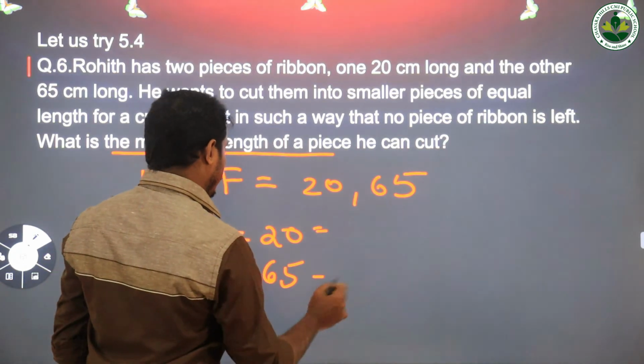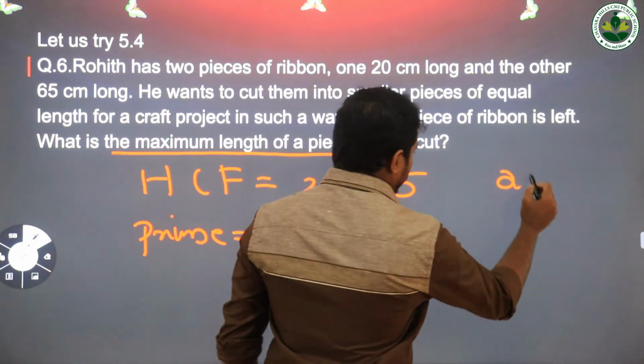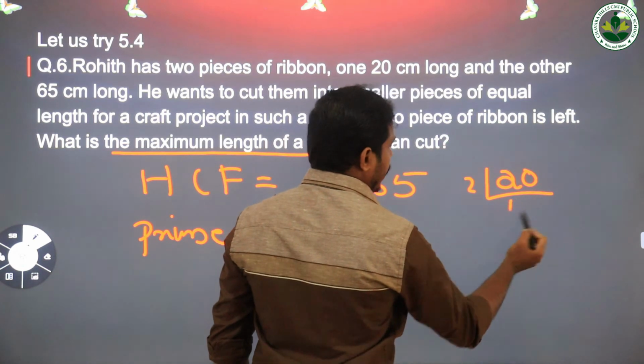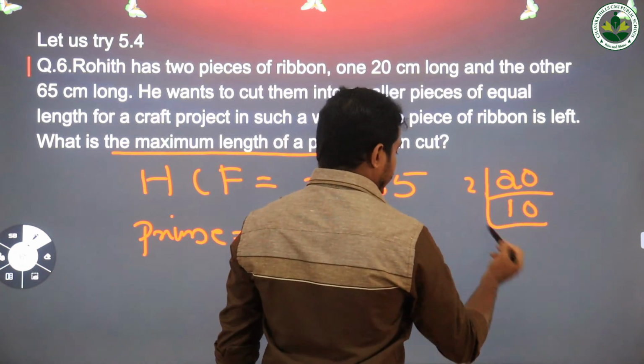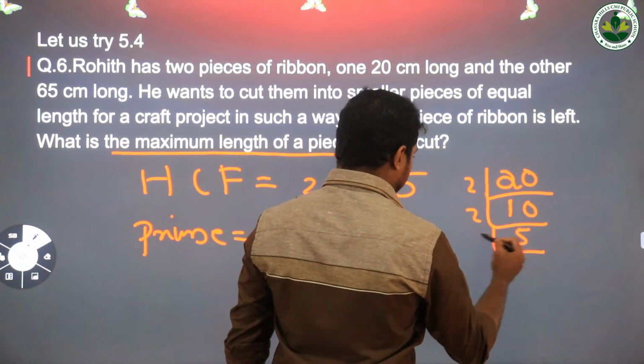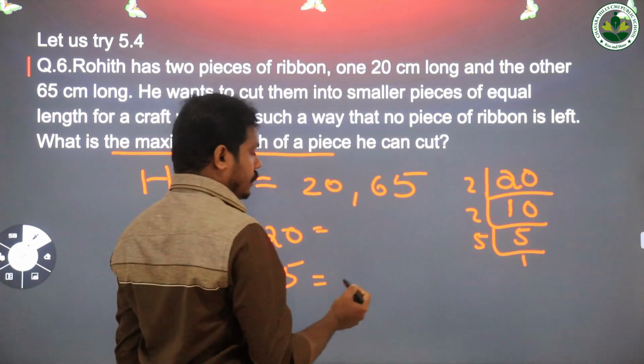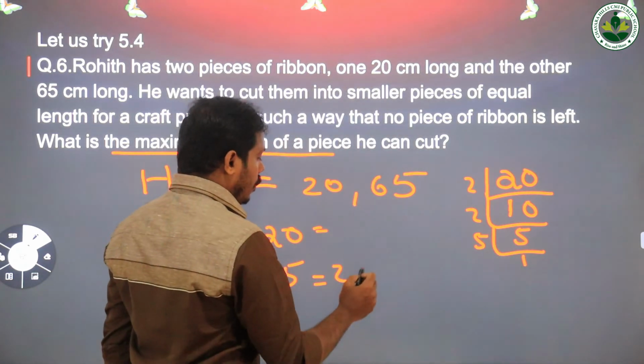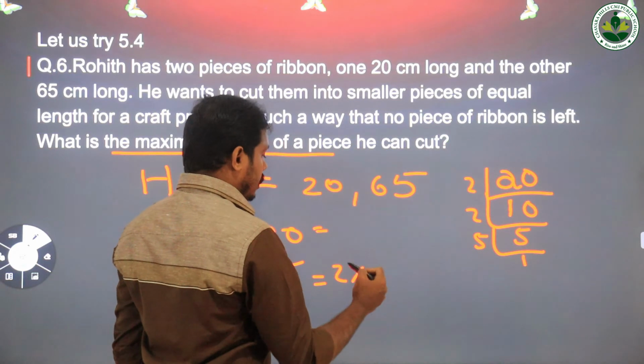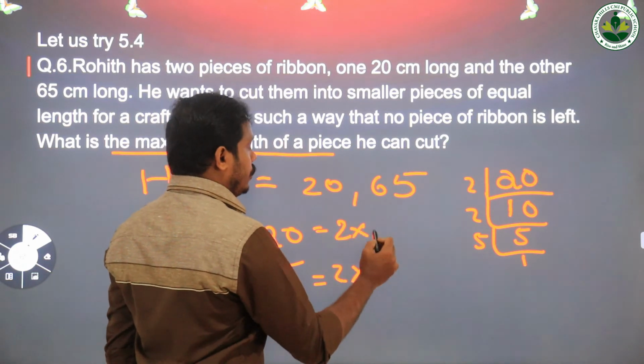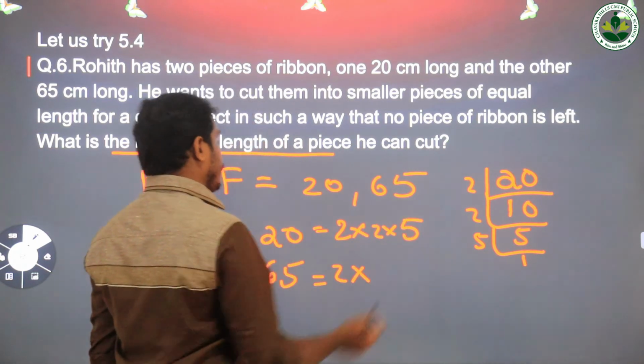20 is divisible by 2, giving 10. Again 10 divided by 2 gives 5. 5 into 5 is 1. Prime factorization of 20 is 2 into 2 into 5.